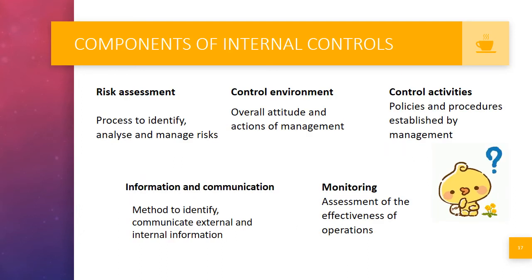Components of internal controls. The first one is risk assessment. It is the process to identify, analyze and manage risks. Control environment involves overall attitude and actions of management. Control activities involve the policies and procedures established by management. Other than that, information and communication is the method to identify and communicate external and internal information. Lastly, monitoring is the assessment of the effectiveness of operations.